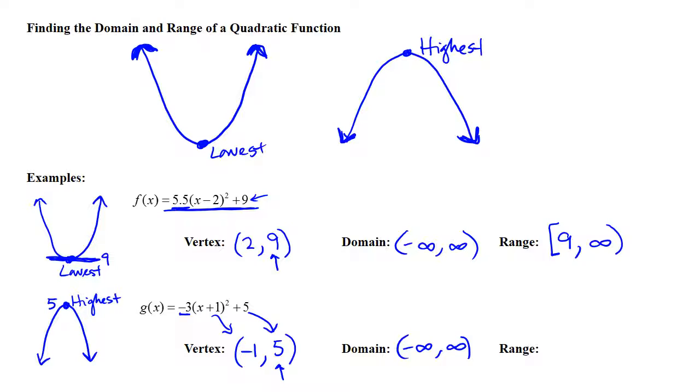So that means the range at its highest is 5. And it goes down to negative infinity, so that would come first in my range in interval notation. So the range would be negative infinity to 5, including the 5.